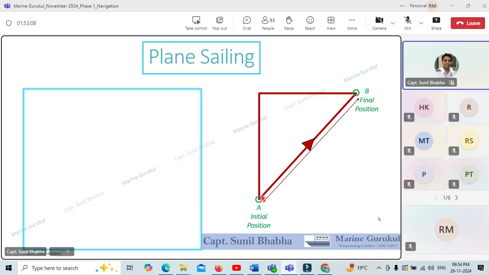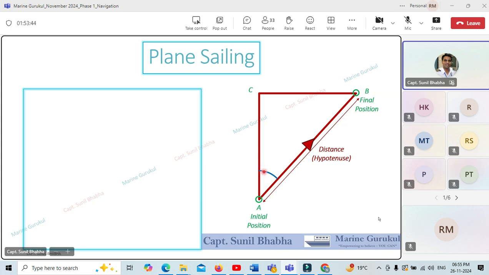Now in this right angle triangle, the side AB, which is the hypotenuse of this right angle triangle, represents the distance between our initial and final positions. If we measure this distance on a chart, we will be able to get the distance between our initial and final positions. Let us name the third vertex of the triangle as C, Charlie.